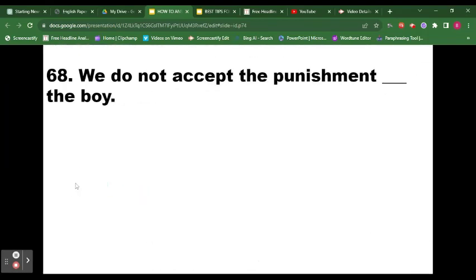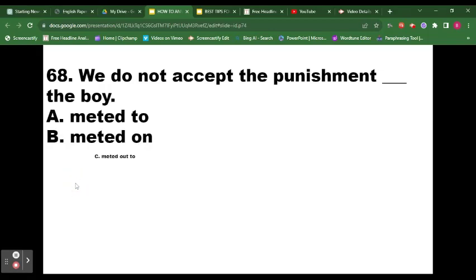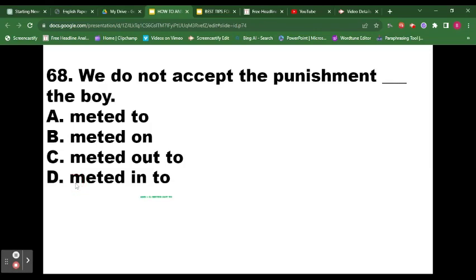Question 68. We do not accept the punishment dash the boy. A, method to. B, method on. C, method out to. D, method into. The answer is C, method out to.